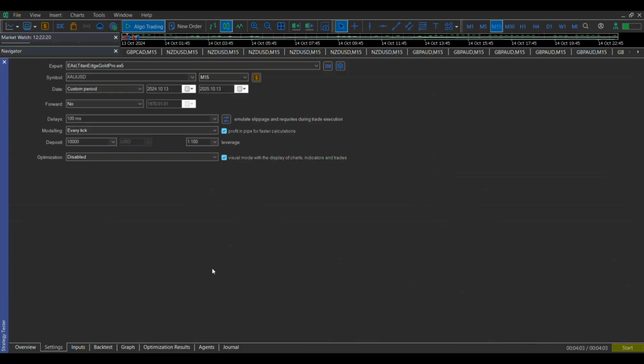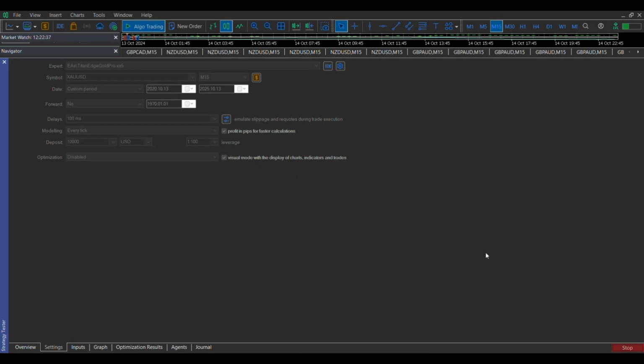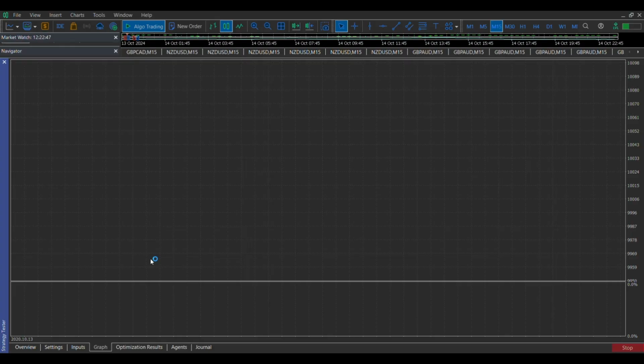Let's move to the 5 years of backtest. So we'll change the date to 2020. Let's start the backtesting. Start. Wait a minute. We will disable this function to make the process faster. The backtesting has started.